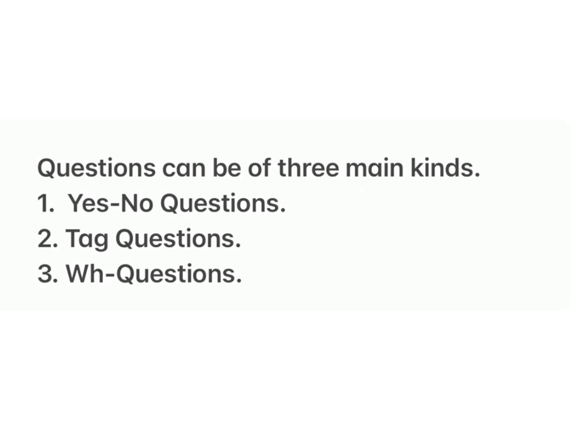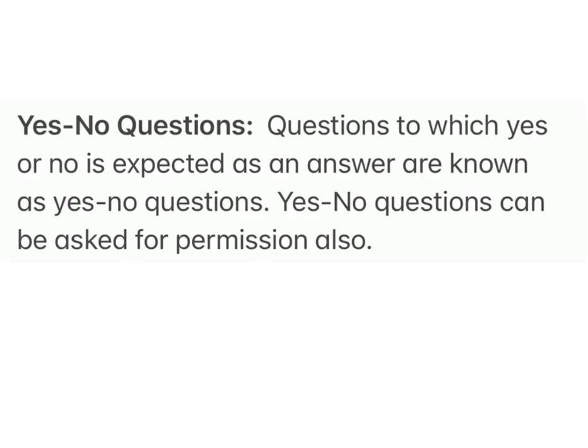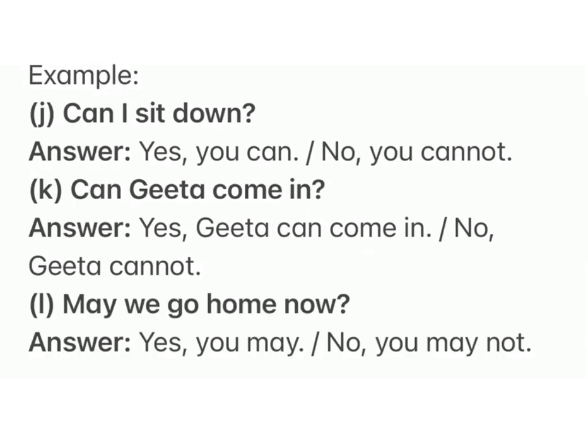Questions can be of three main kinds. 1. Yes-no questions. 2. Tag questions. 3. WH questions. Yes-no questions. Questions to which yes or no is expected as an answer are known as yes-no questions. Yes-no questions can be asked for permission also.